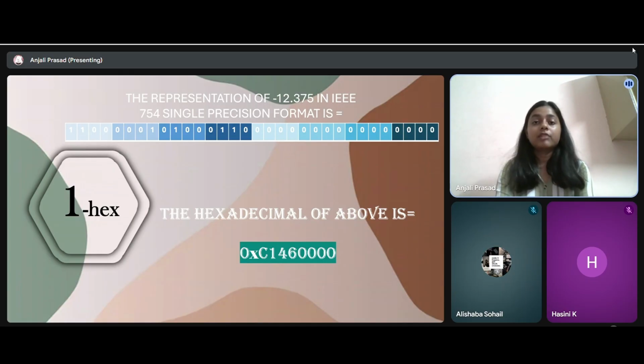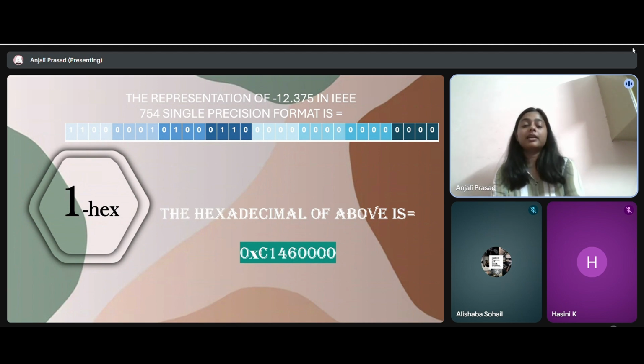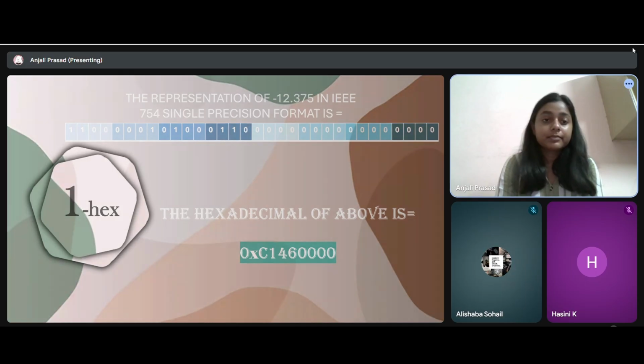So the hexadecimal of minus 12.375 in IEEE 754 single precision format is 0xC1460000. Here we write 0x to represent that the number has been written in hexadecimal format.